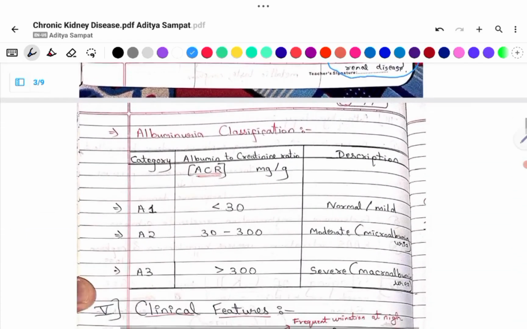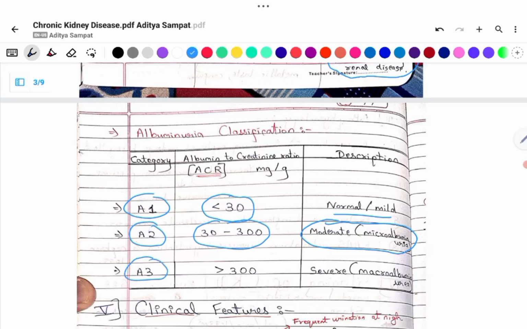Let's move on to the albuminuria classification. Category A1. Albumin to creatinine ratio is less than 30 mg per g. Description: normal or mild. Category A2. Albumin to creatinine ratio 30 to 300. Description: moderate, microalbuminuria. Category A3. Albumin to creatinine ratio greater than 300. Description: severe, macroalbuminuria.